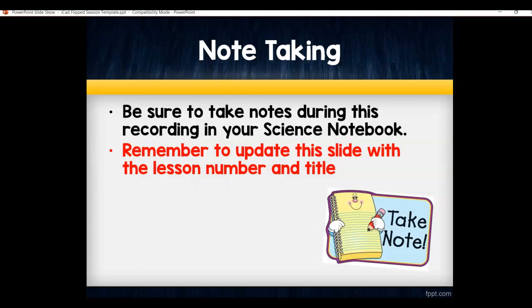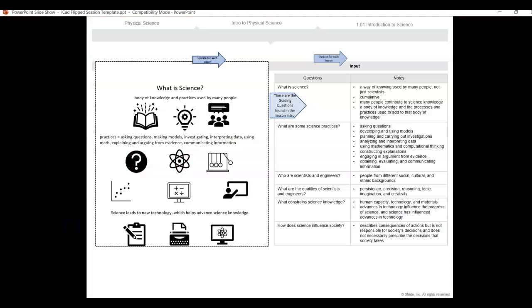And remember that you are making a new slide for this lesson, and you want to change that lesson number and title. So we look at the sample slide here. You can see up here, don't forget to change 3.02 chemical reactions. Remember, your notes go on the left.